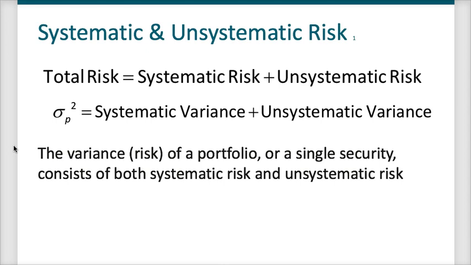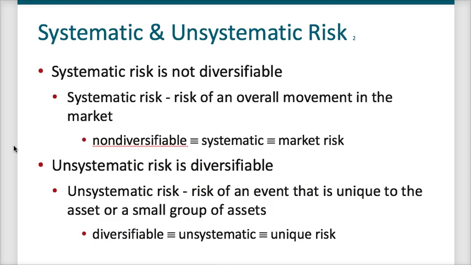Now, let's talk about risk. Risk can be broken down into two categories: systematic or unsystematic. Sometimes systematic is referred to as non-diversifiable risk, and unsystematic is referred to as diversifiable risk. The variance, or the risk of a portfolio, as we measure through the variance of a single security, consists of both systematic and unsystematic risk. So the systematic risk is not diversifiable.